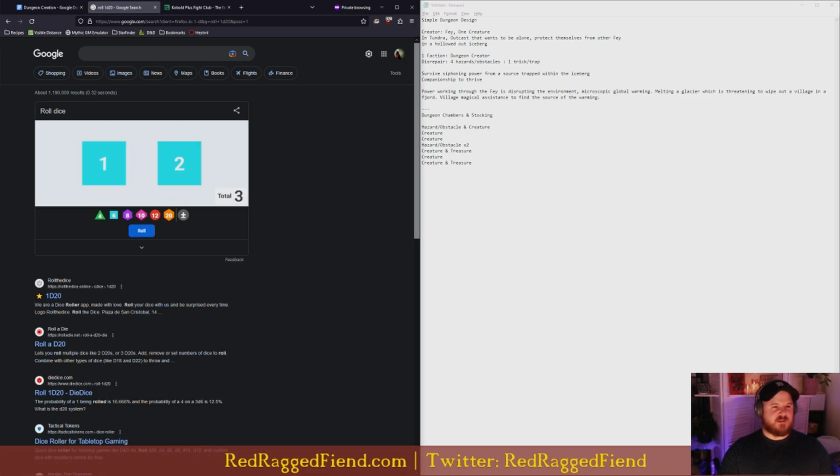All right, 1 or 2. So it is empty. 1s and 2s mean that the chamber is empty. We got an empty room, which is nice. We don't want every room to have something in it. And then a 4 or 5, which is a hazard or obstacle.